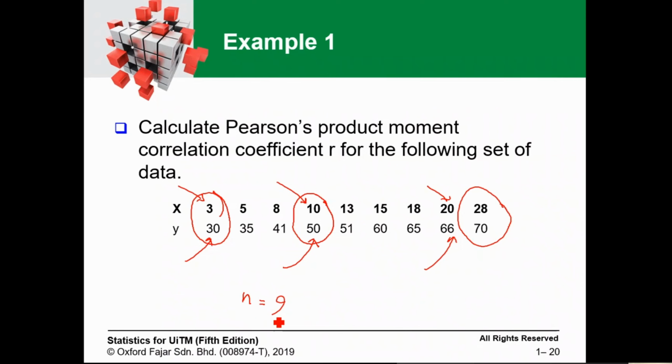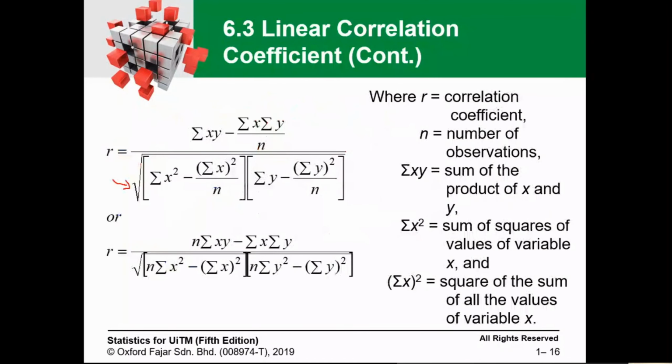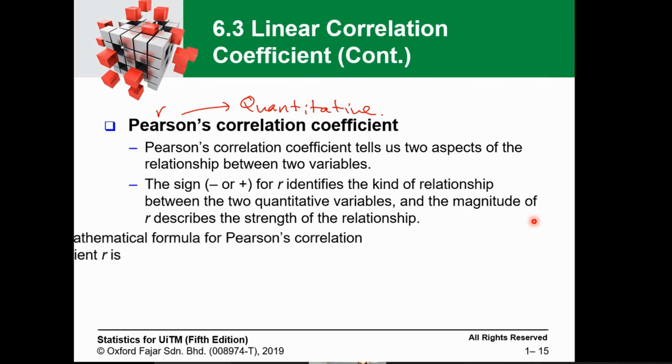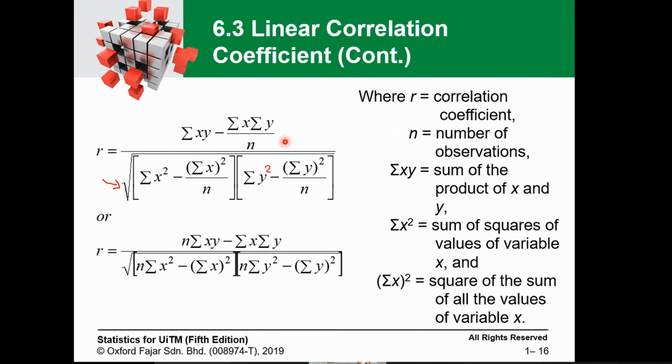Okay, so let's calculate the Pearson. Let me see where the equation of Pearson is. By the way, Pearson comes with a small r. This is the symbol of Pearson, and this is the equation. We can use this equation or this equation, okay? The value of this equation will be between -1 and +1. So the result will be in this range, -1 to +1.